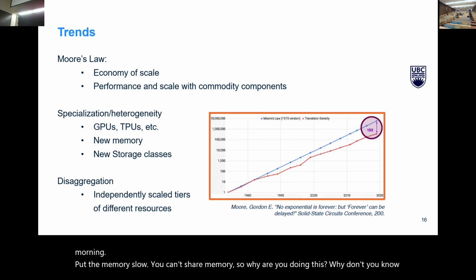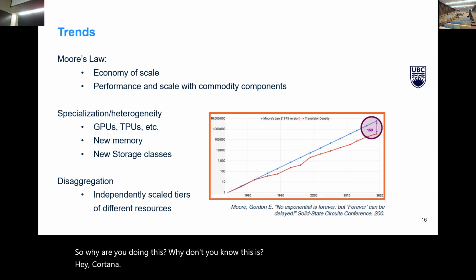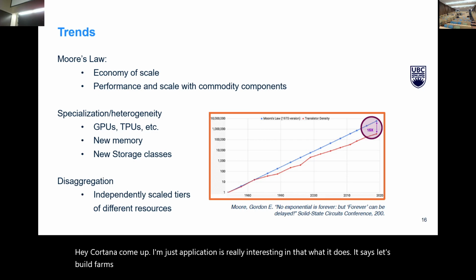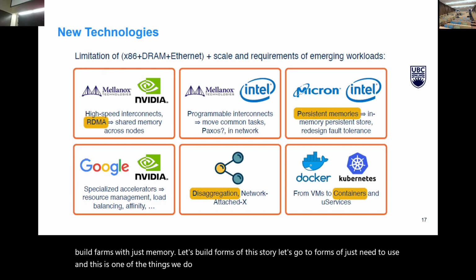I want the cheapest, slowest CPU you can give me, and a lot of memory, because I want to collect a lot of data, not because I want to process a lot of data at high speeds. It doesn't matter. It'll come back, or not. Disaggregation is really interesting in that it says, let's build farms of just memory, farms of just storage, farms of just GPUs. And this is one of the things we do in data centers.